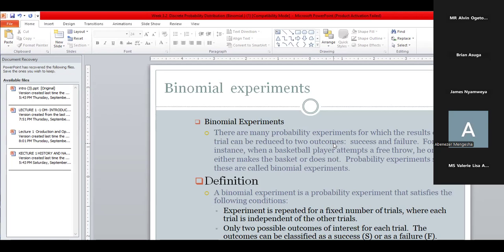The process of birth is a binomial experiment because you can only have a boy or a girl. A coin toss is also a binomial experiment. Those that can only produce two outcomes are called binomial experiments, and they have the following properties.